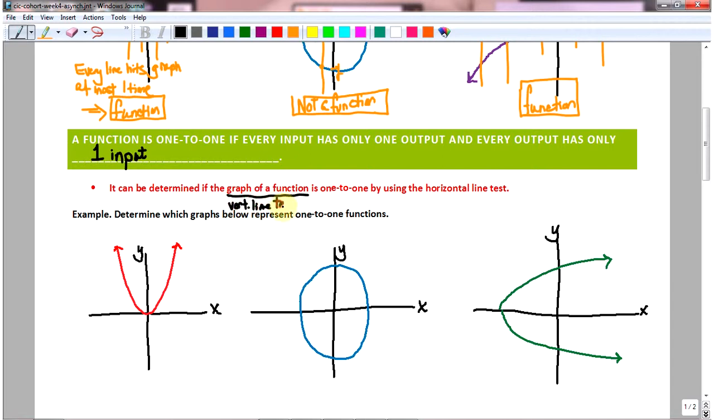So assuming that our graph is a function, we can determine if it's one-to-one by using the horizontal line test. Okay, so if we look at the first graph, we already know that it's a function because we saw earlier that it passed the vertical line test. However, when I draw a horizontal line, I see that it crosses more than once. So we have a y value that goes with two different x values. So that tells us that this is not one-to-one.